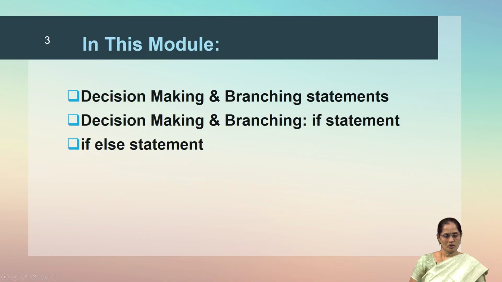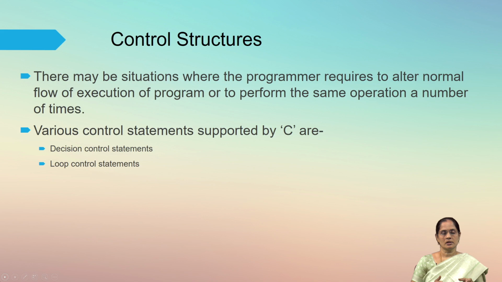In this session, we will learn about decision making statements, which is part of control structures in C language. In this module, we will focus on decision making and branching statements with respect to if statement and if else statement. Generally, control structures are the structures or statements which are used in C language to alter the flow of execution of a program.